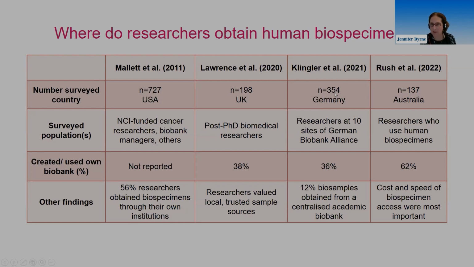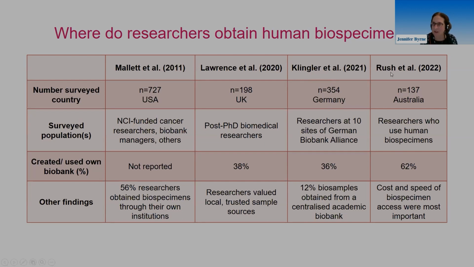So this was a larger study, 354 people. And all of the participants in this study were located at 10 different sites of the German Biobank Alliance. Again, very similar to Lawrence et al., just over a third reported creating their own biobank. And what was really quite surprising in this study was only about 12% of the samples had actually been obtained from a centralized academic biobank, despite this study being conducted at sites where there was a centralized academic biobank. A lot of researchers weren't aware of the fact, and that was also, I think, a surprising feature of this study.